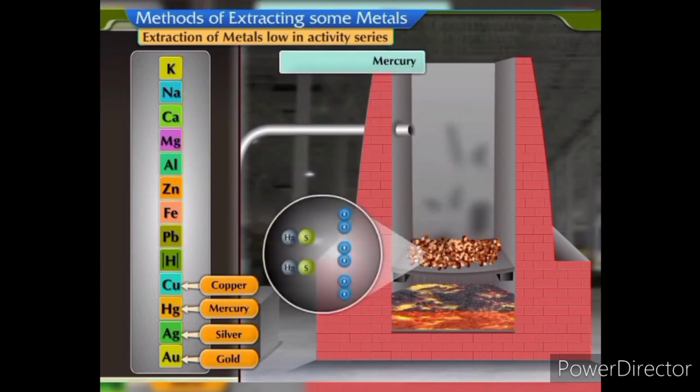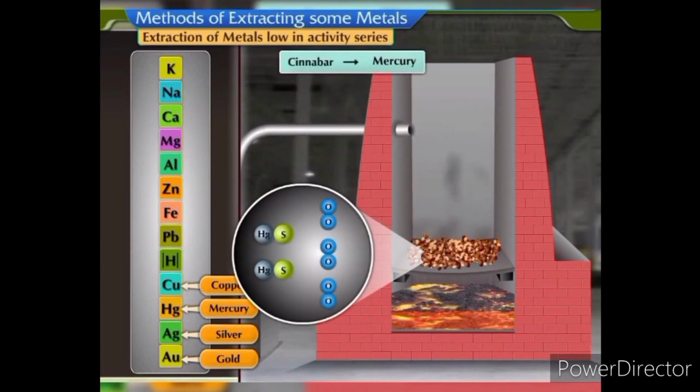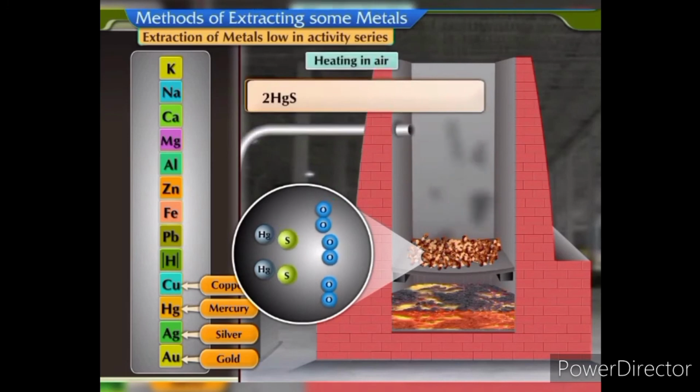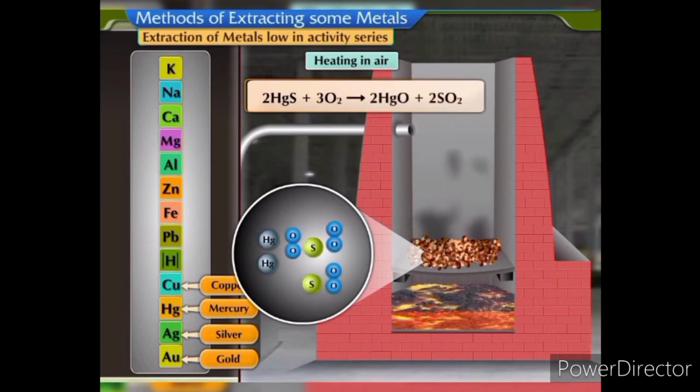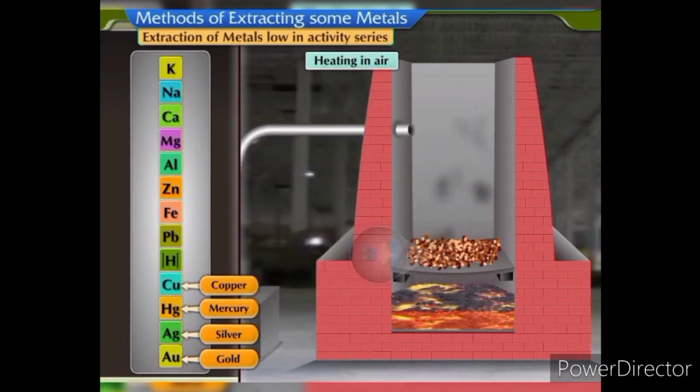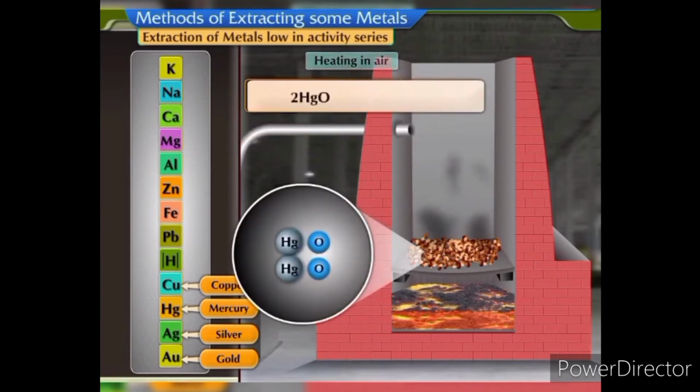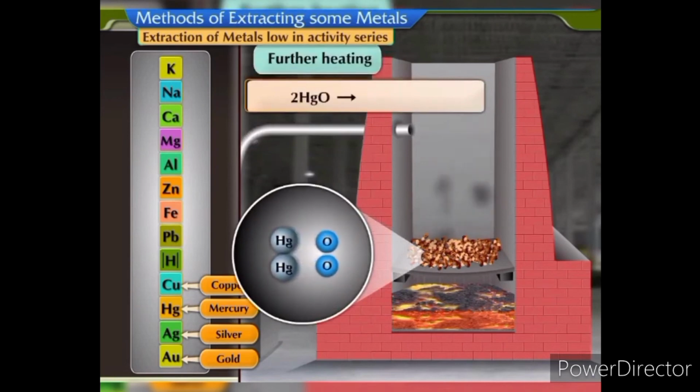Similarly, mercury is obtained from its ore, cinnabar. When the ore is heated in air, mercury sulfide is first converted to mercury oxide and sulfur dioxide. When this mercury oxide is further heated, it gets reduced to mercury.